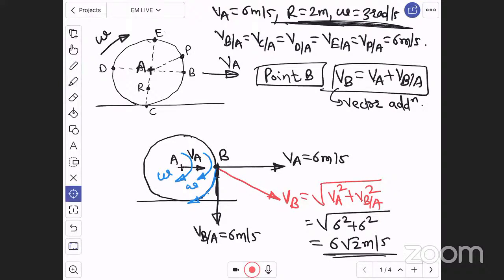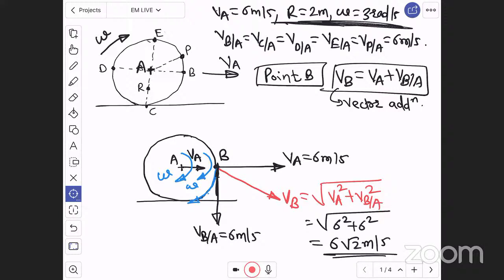And the direction is this. Therefore, if the question is to find velocity of B, then velocity of B is in this direction. You can see velocity of B is in this direction with magnitude 6 root 2 meter per second. Right. This is very important, my dear students. Now, once you have calculated velocity of B, let us go for velocity of C. Finding velocity of C. I hope this is clear.